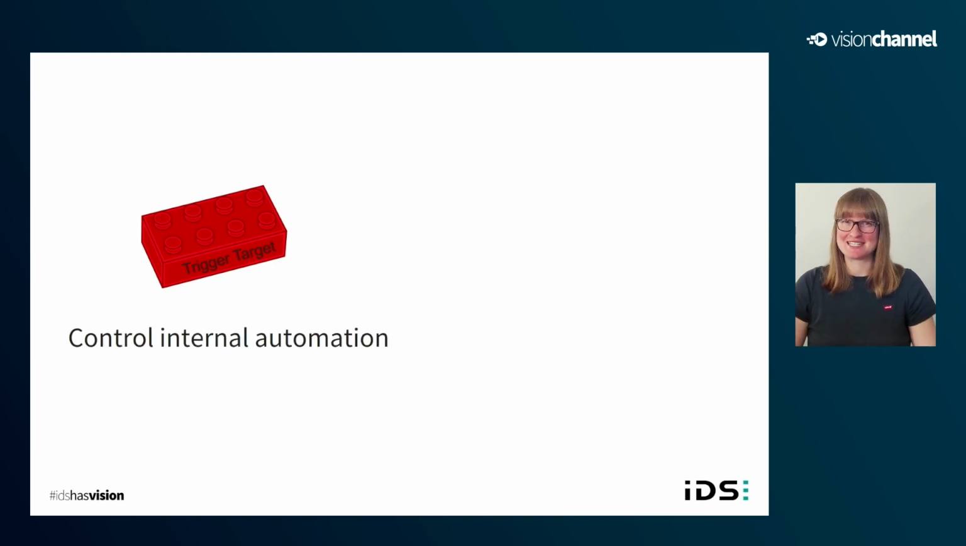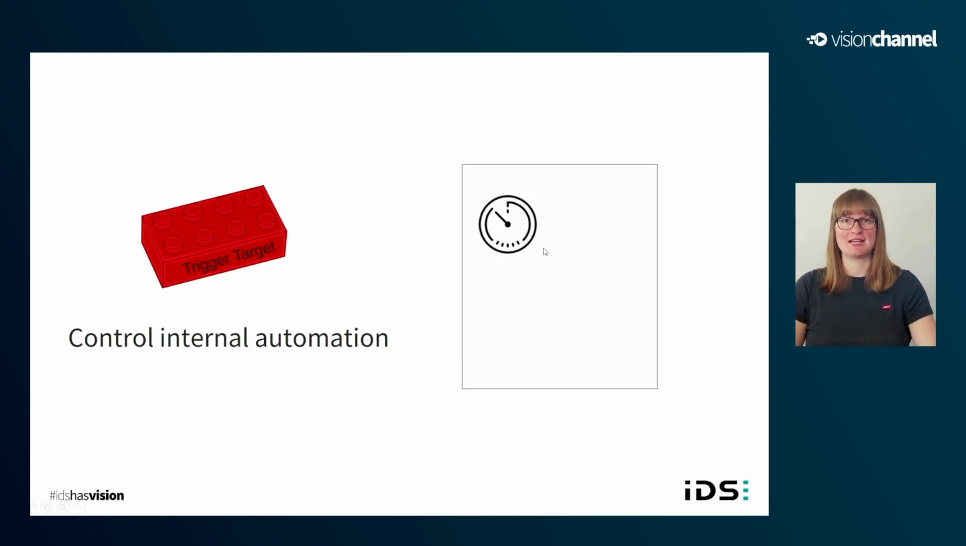Another type of trigger targets is the control of internal automation modules. There are different modules available to support your trigger task. Counters can count incoming trigger signals when being used as a trigger target. We will see later that they can also be used as trigger source and send a trigger signal when a pre-programmed number has been reached. They are activated, started, and can be also reset to 0 by trigger signals.